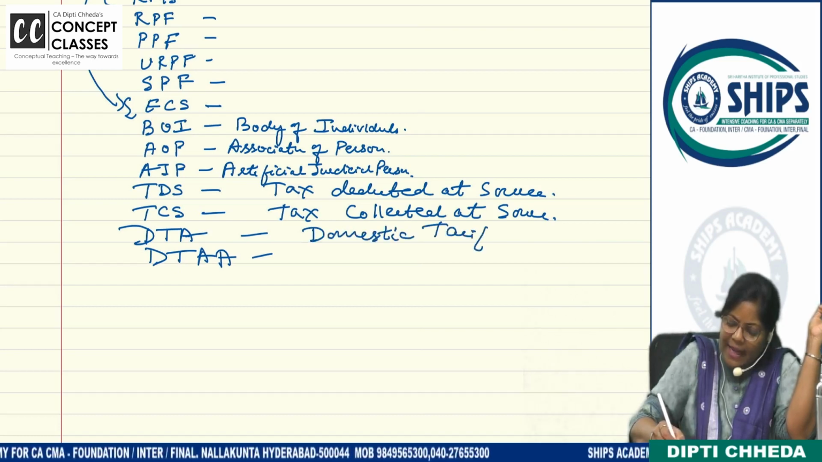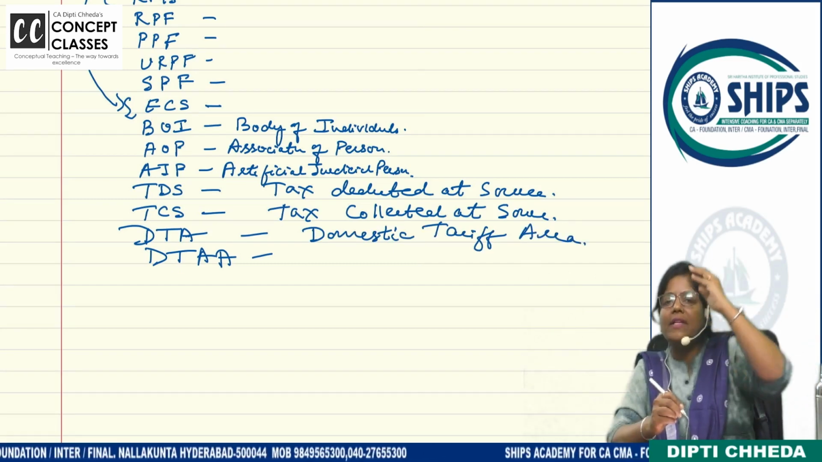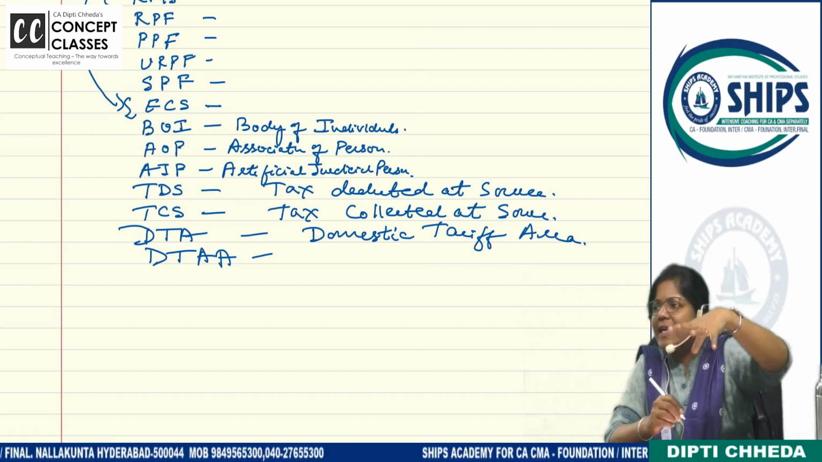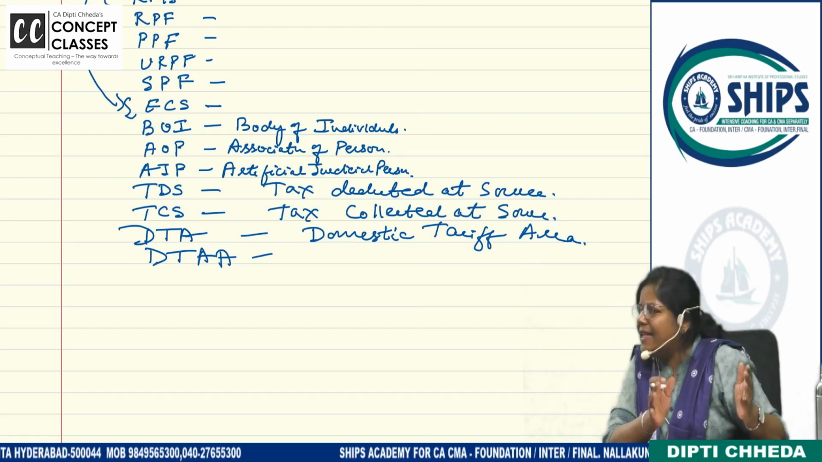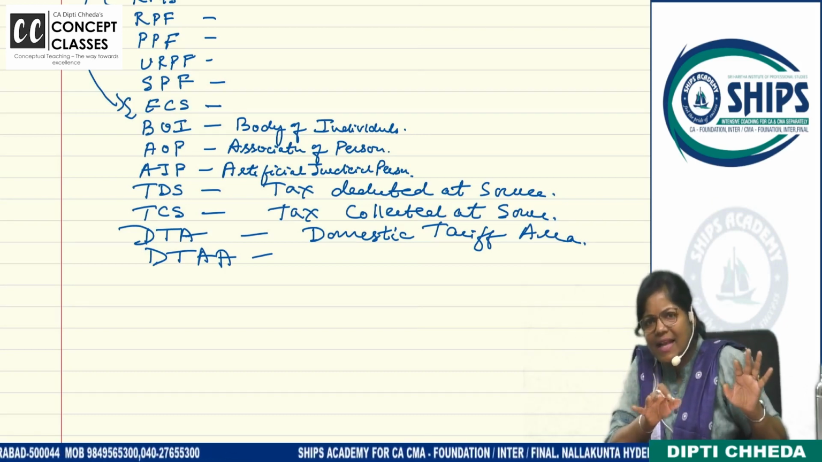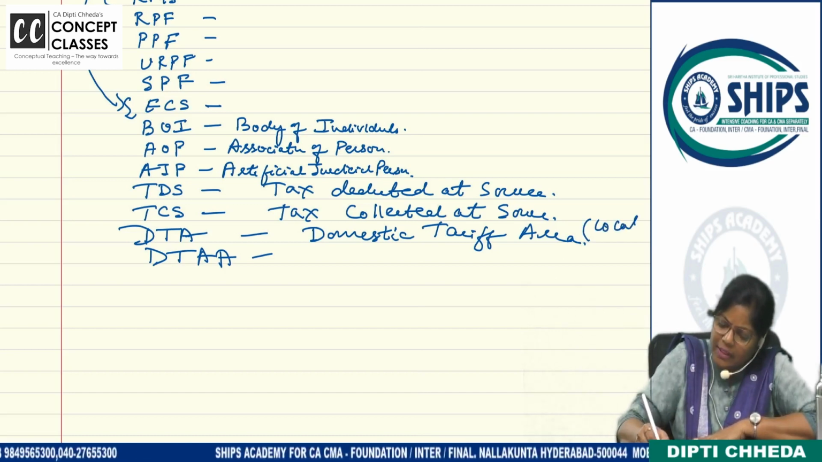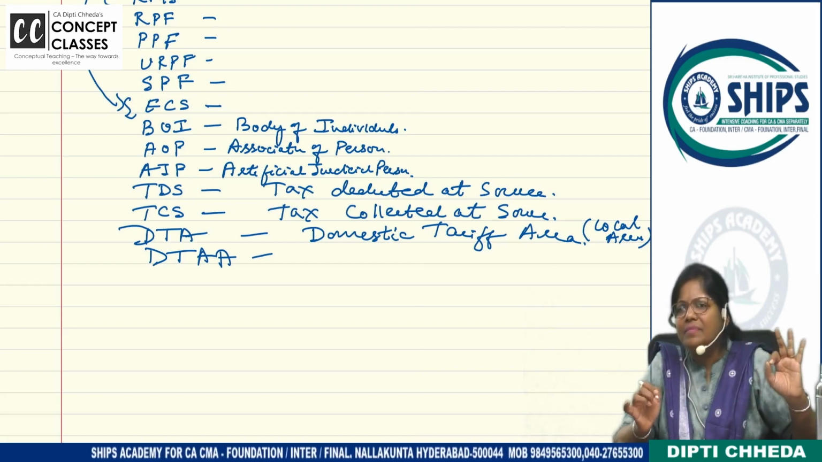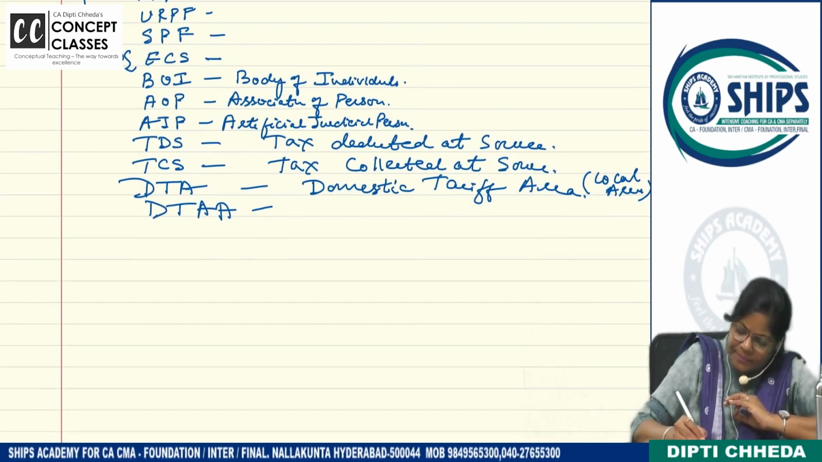Domestic tariff area. You know, when you export in the SEZ and your product is rejected and you sell it in the local market, the local market is called what? DTA, domestic tariff area. If you want, write down local area, India. Everything is taxable if you sell it in DTA. Finish writing this much? Chalo jaldi.